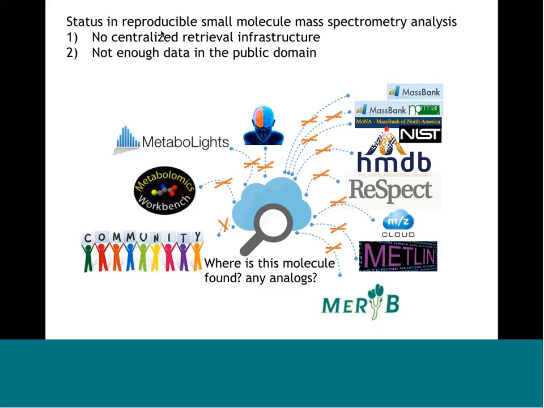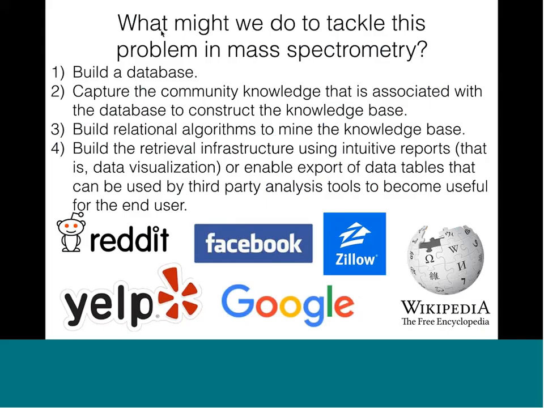And that is because we don't have a centralized retrieval infrastructure, and in reality, in many ways, there's not enough data in the public domain. But what might it look like if we tackle this problem in mass spectrometry? Maybe we should look at some infrastructures that have been extremely successful in tackling a problem like that, and that is a lot of our social infrastructures, or even the Google search engines.